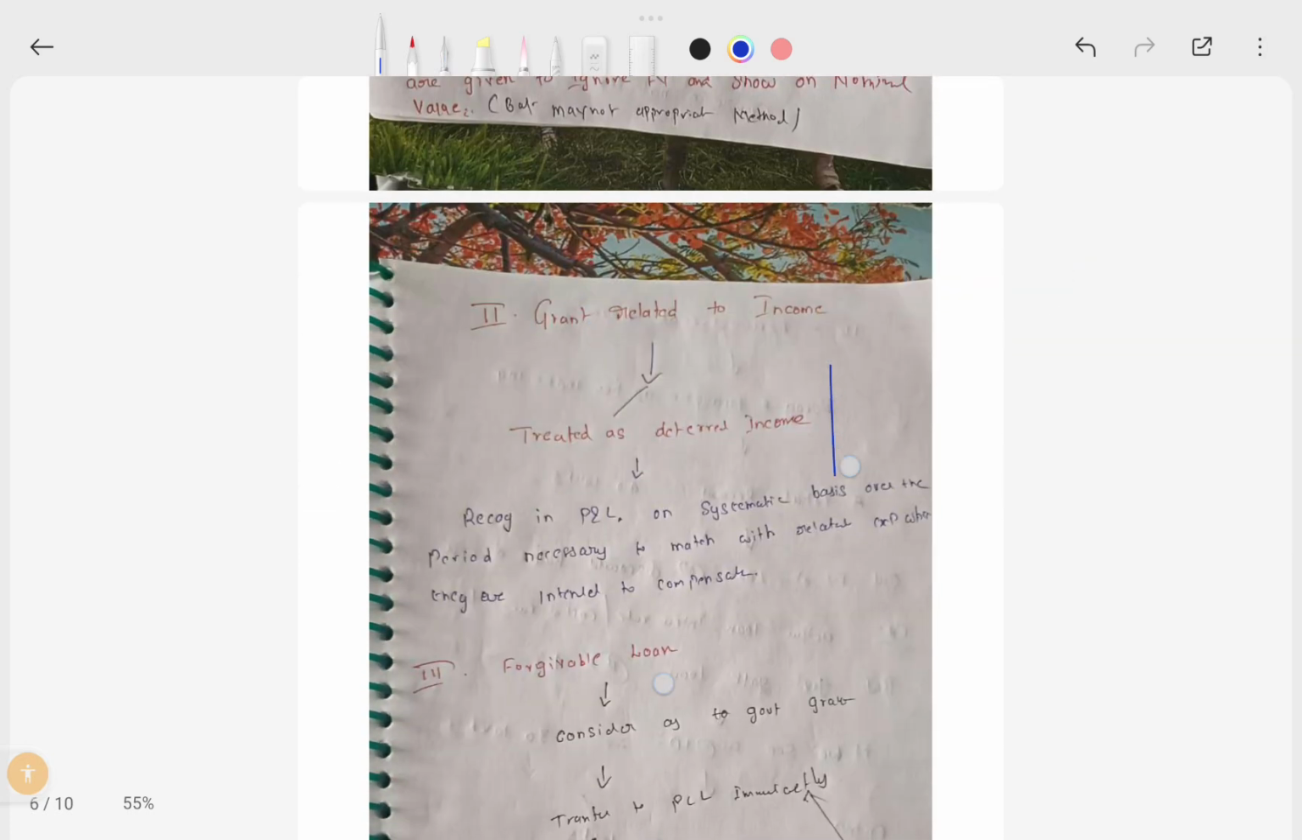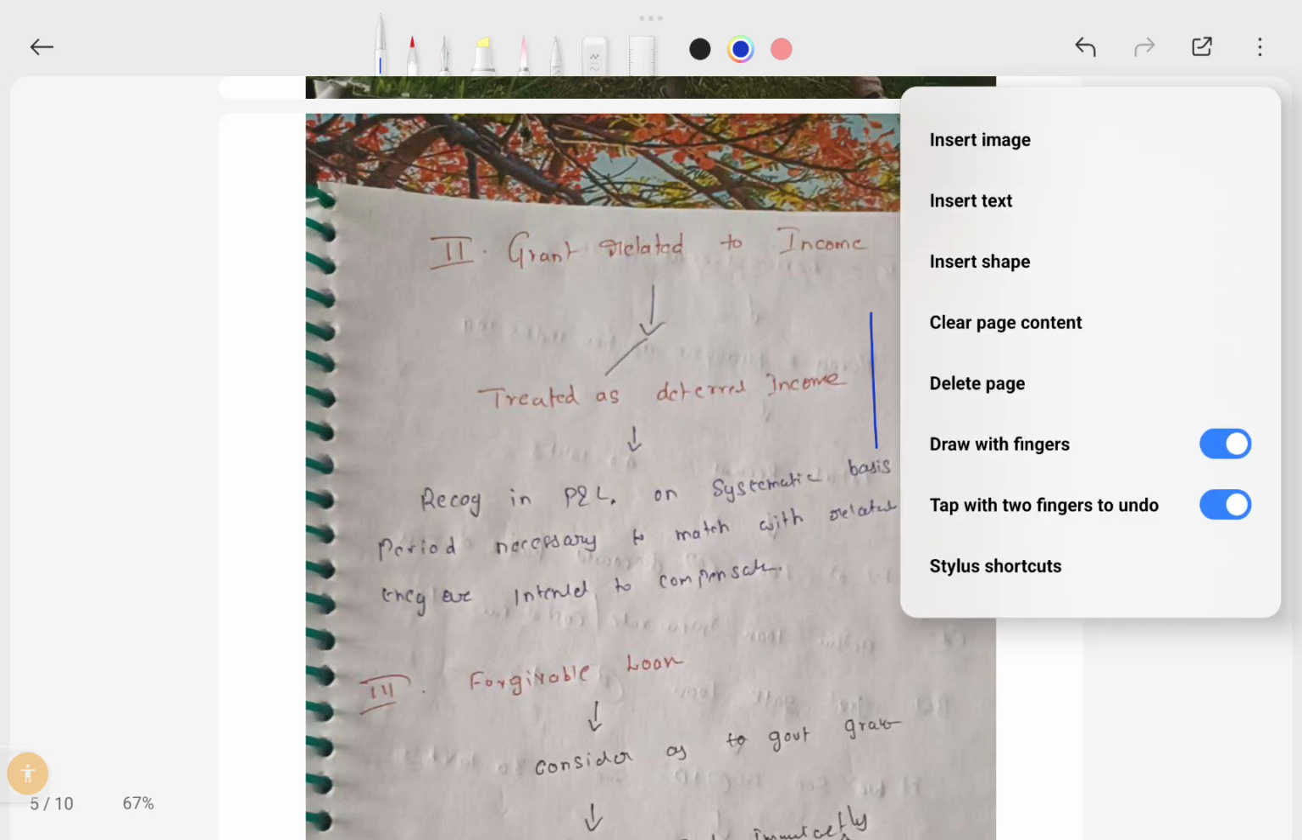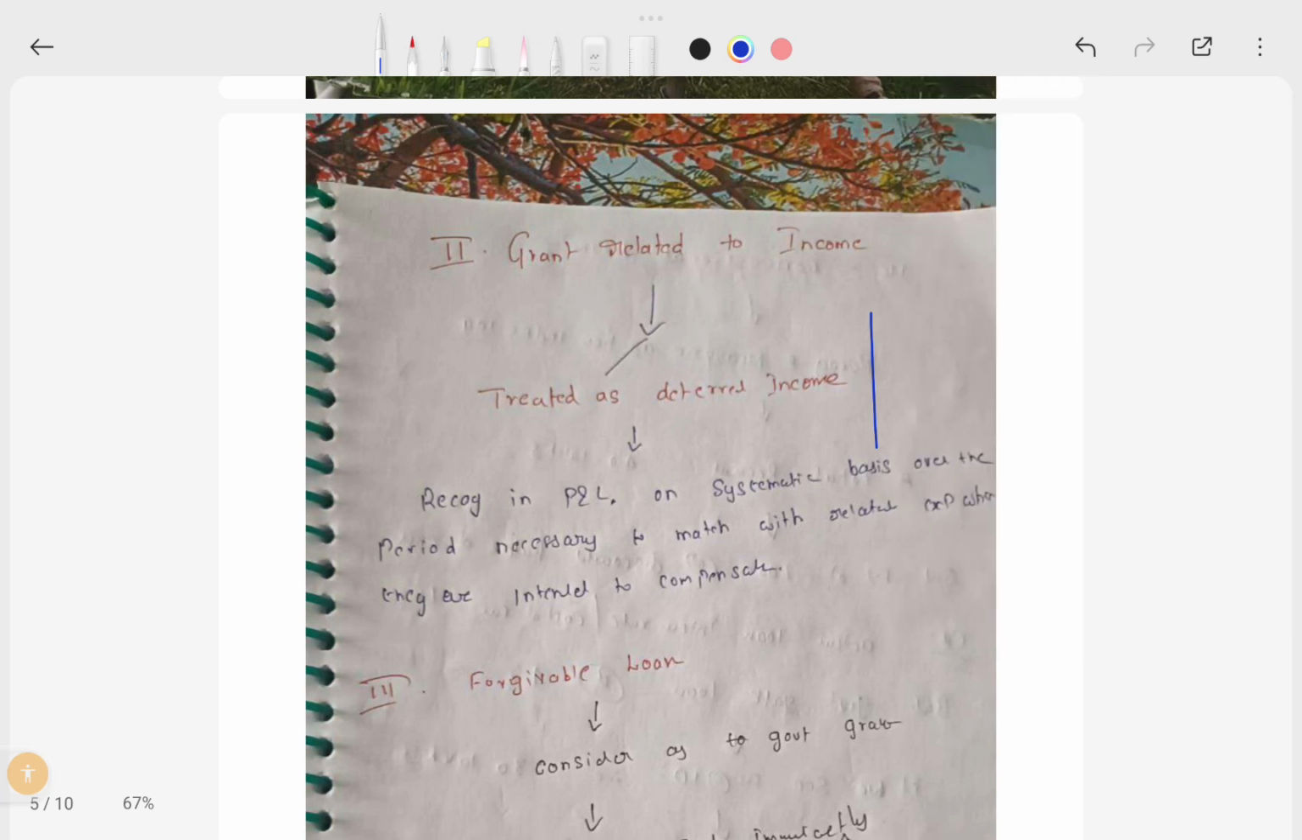Now, one is clear. Till now we completed grant related to asset. Now, if it is a grant related to income, where they didn't give any asset, and there are no related asset conditions.